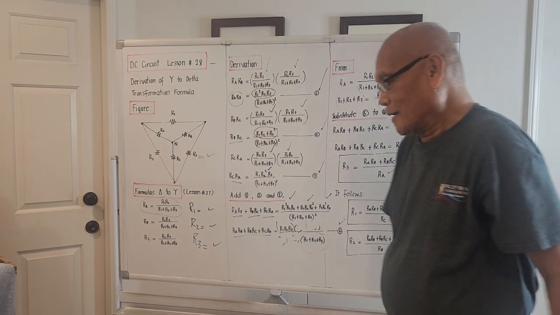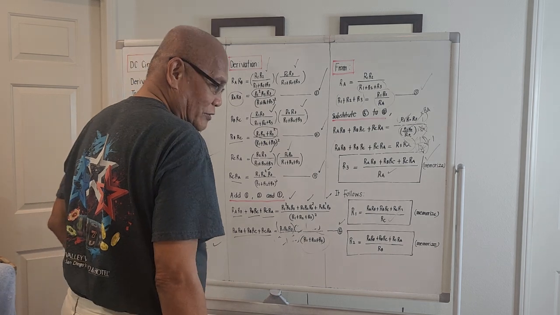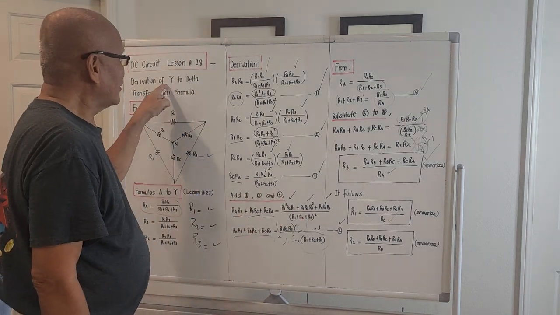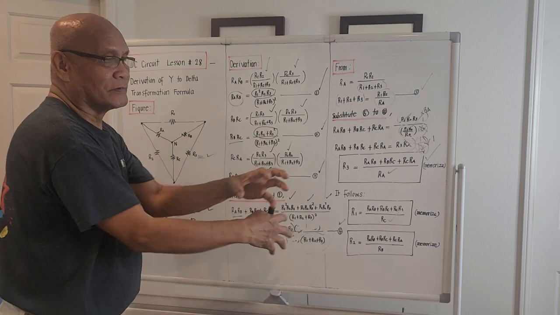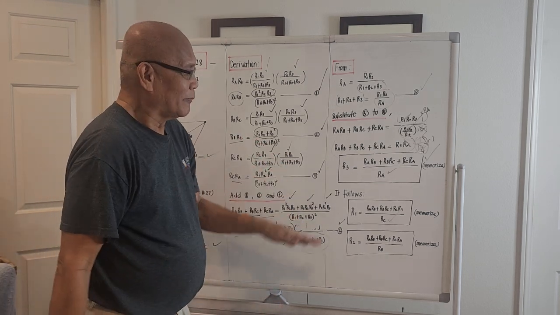Okay, that's it, guys. That's the so-called derivation of the formula for the transformation from Y to delta. So just in case you try to convert from Y to delta, we will be using these formulas here.